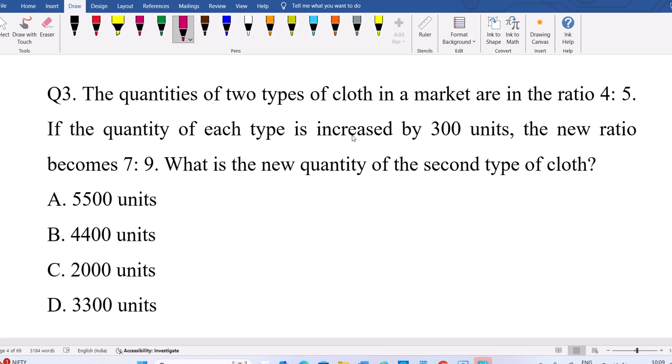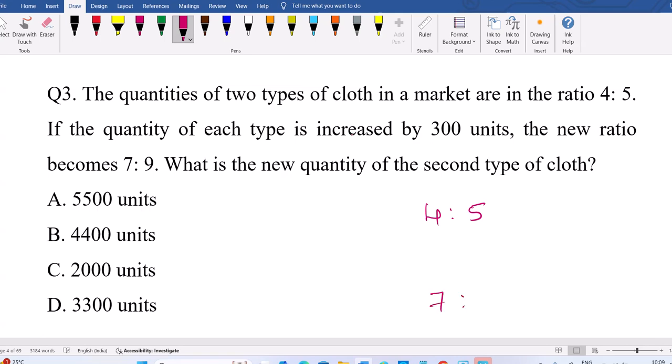Focus on this. The quantities of two types of cloth in a market are in the ratio 4:5. If each type is increased by 300, the ratio now becomes 7:9. What is the new quantity of the second type of cloth? The new quantity of the second type of cloth is the question.